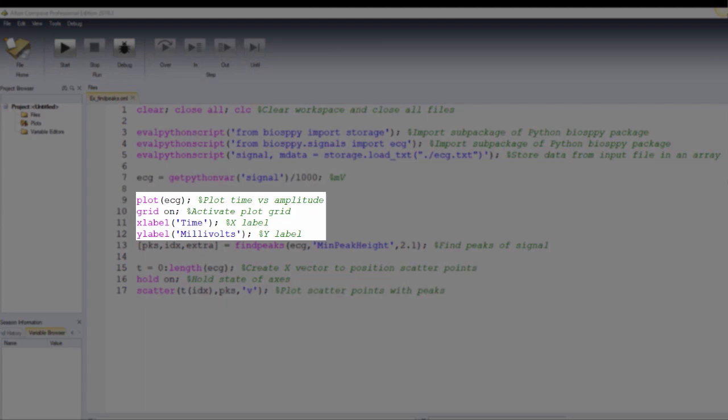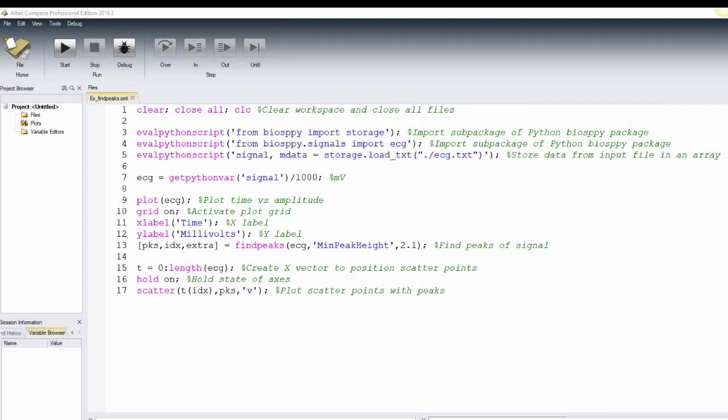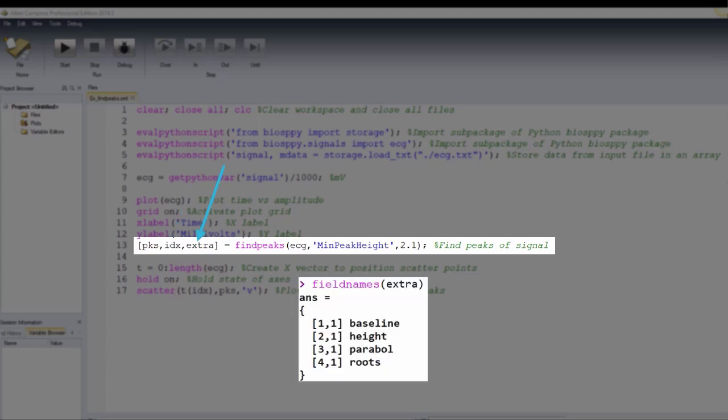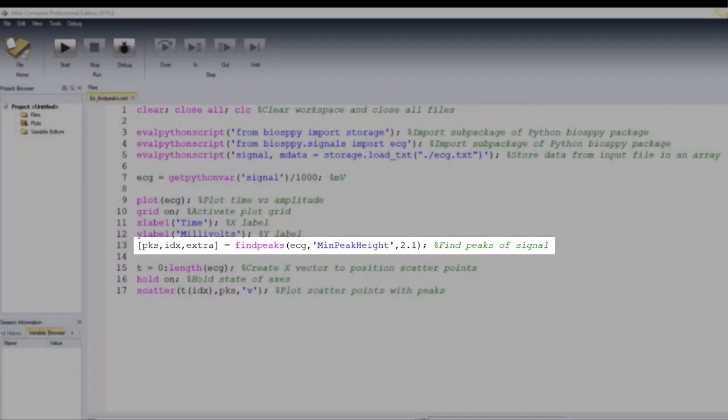Now, let's plot the data and add grid and label to the plot area. And then, findpeaks function extracts local peaks of the signal which are greater than 2.1 millivolts with the MinPeakHeight parameter. The outputs of this function are respectively the peak values, the indices where these peaks were found, and extra information related to peak width based on fitted parabolas.